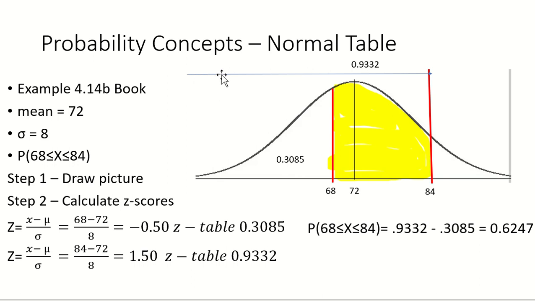So again, if all of this is colored in, all the way up to 84, all of that data is 93.32. So 93.32 is everything to here. However, I don't want this tail in it. I don't want this 30.85 in there. So I'm taking my 93.32%, subtracting off the 30.85%, gives me 62.47% is all in this area. Okay, hopefully that makes sense, gives you a good idea how to use it. Once again, very important concept on being able to calculate probability using the normal distribution.